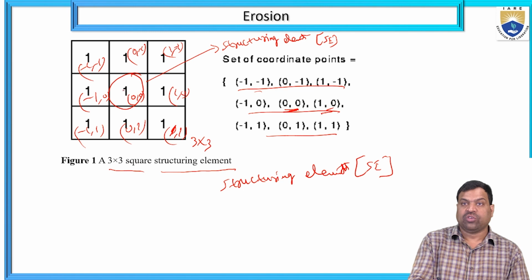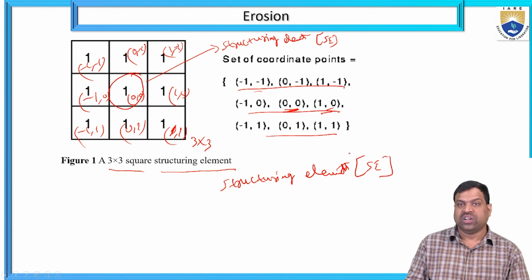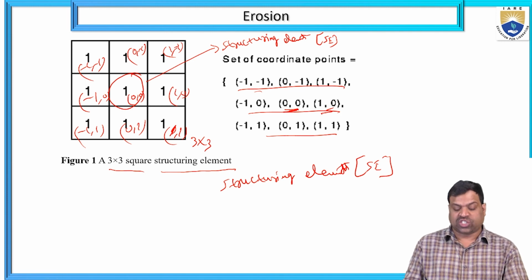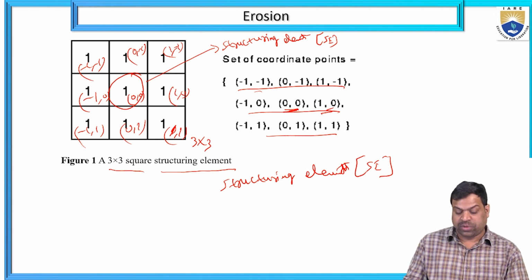So how do we know these coordinate values? Here I am taking the structuring element with 0, 0 at the center, and then only the surrounding values are there. So these are the coordinate points with respect to the structuring element of a 3x3 square matrix.